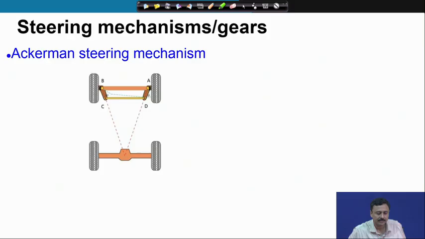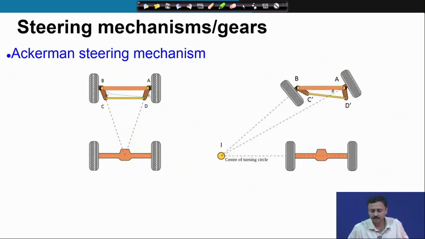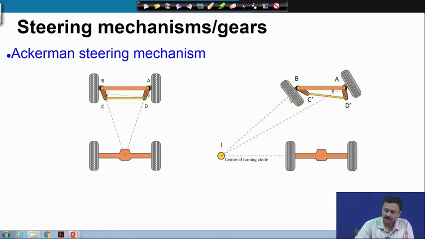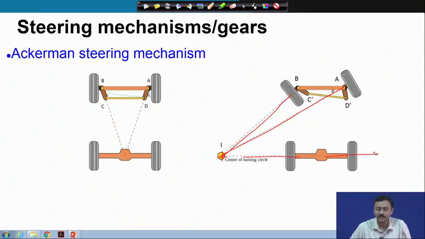Now, let us look at the Ackermann steering mechanism. When a turn is made, these two center lines must pass through a common point which lies on the axis of the rear wheels. Now, these angles of rotation phi L and phi r must satisfy that relation.